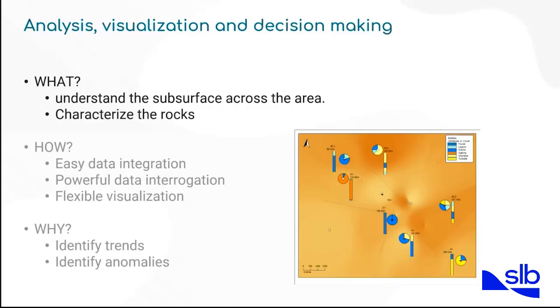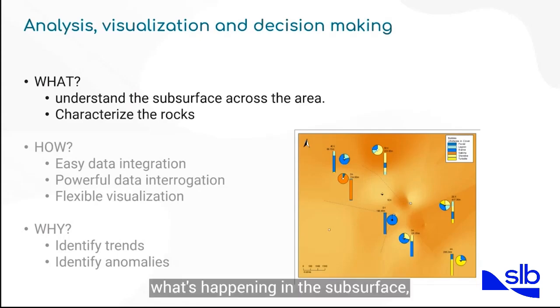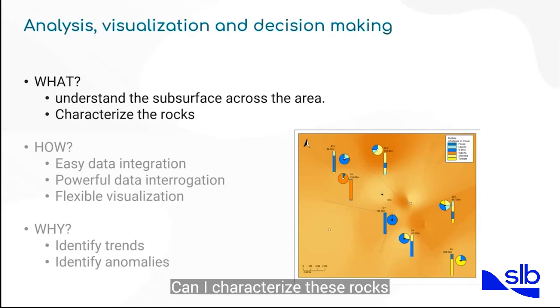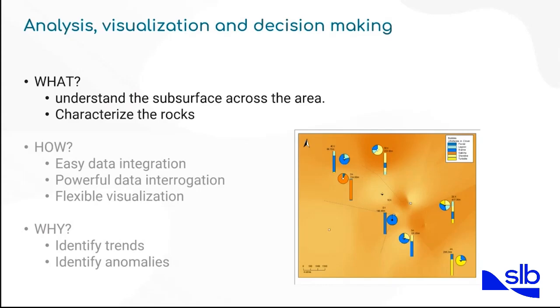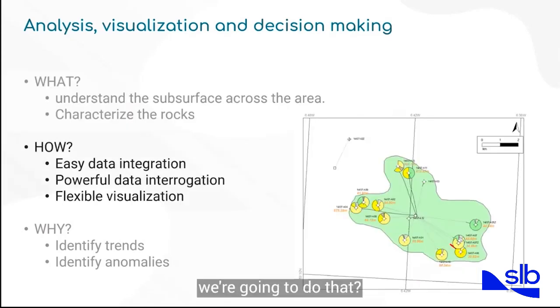masking of our data. And ultimately, we as geoscientists are trying to understand what's happening in the subsurface. What is happening in this particular area that I'm interested in? Can I find analogues elsewhere? Can I characterize these rocks with the parameters, with the data that I have, in a way that makes sense with what I'm seeing in the data? And how is it we're going to do that?